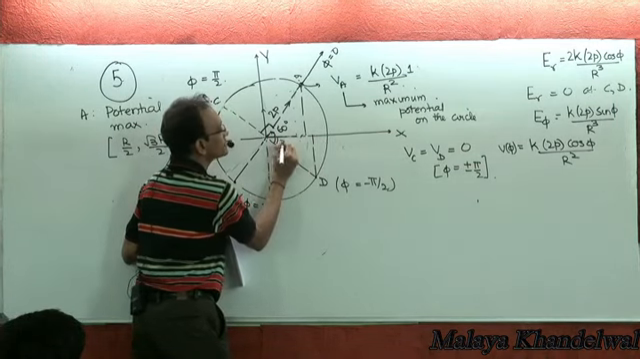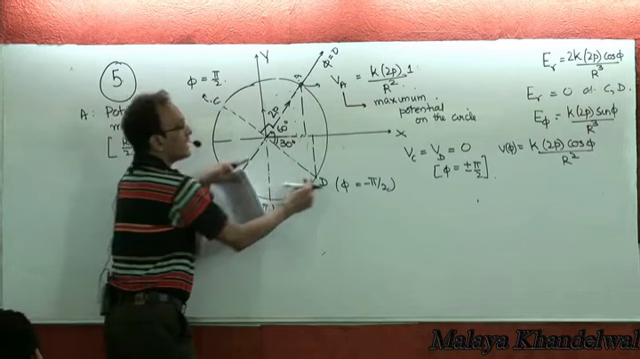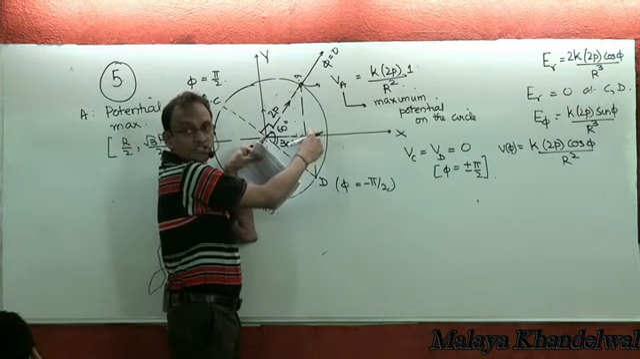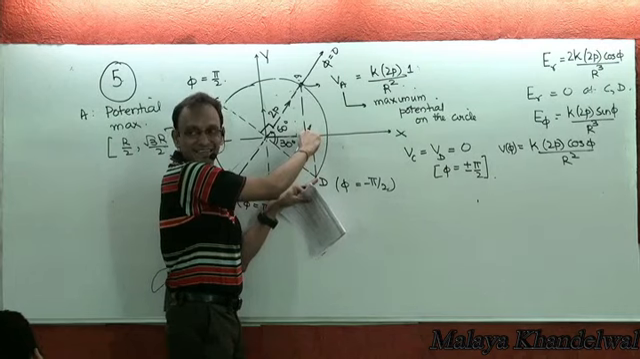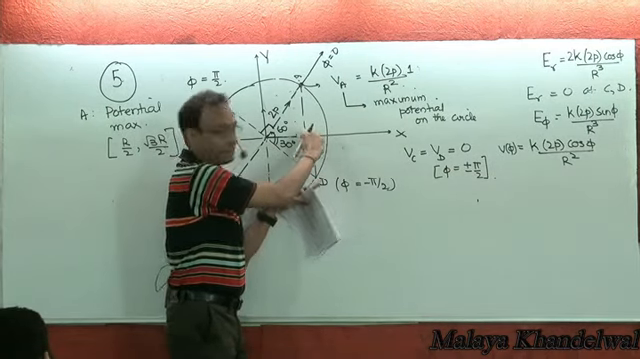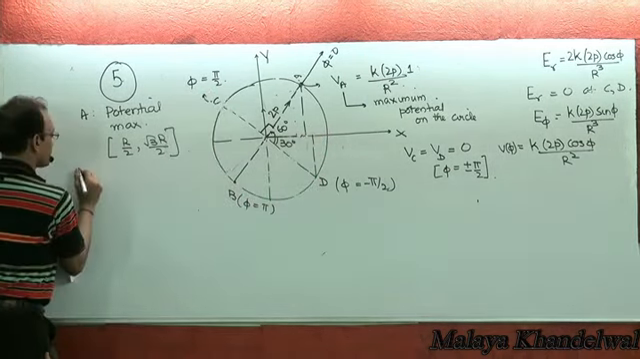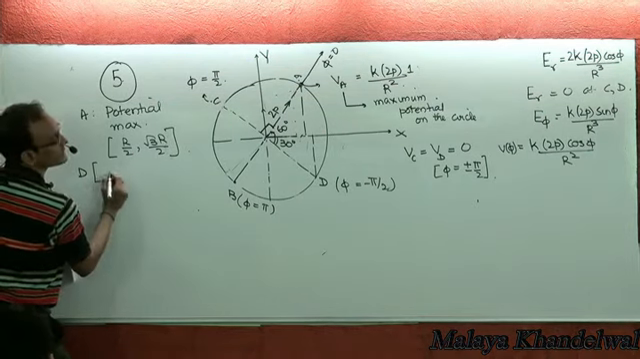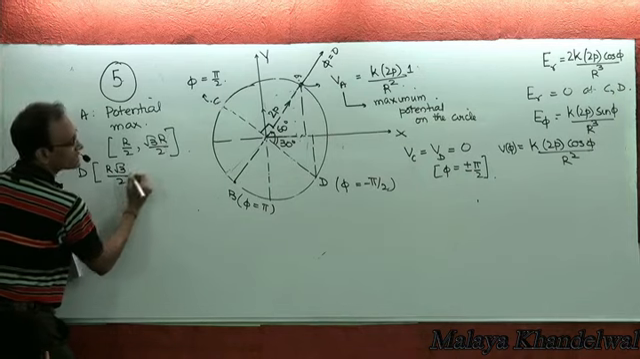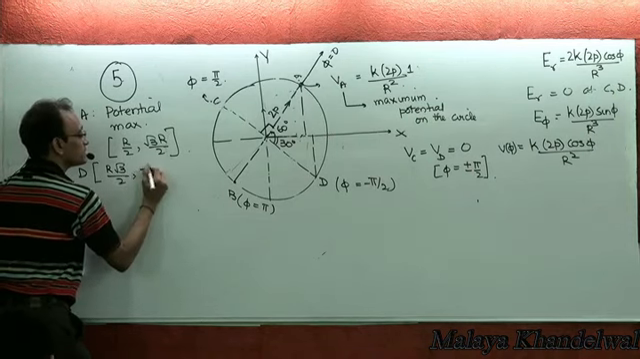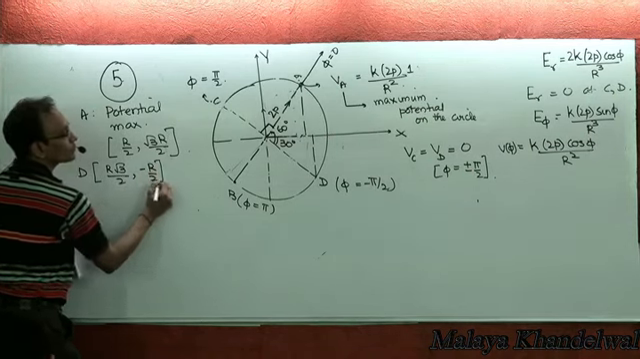This is 30 degrees. What's the x coordinate of the point D? R cos 30 degrees. Y coordinate is minus R sin 30 degrees. Yes or no? Right? So the point D has coordinates R cos 30 degrees, which is R root 3 by 2, and minus R sin 30 degrees, that means minus R by 2. Yes or no?